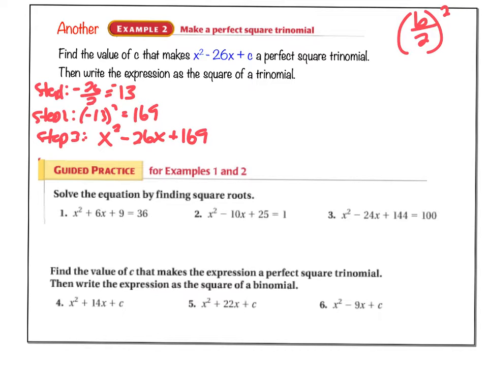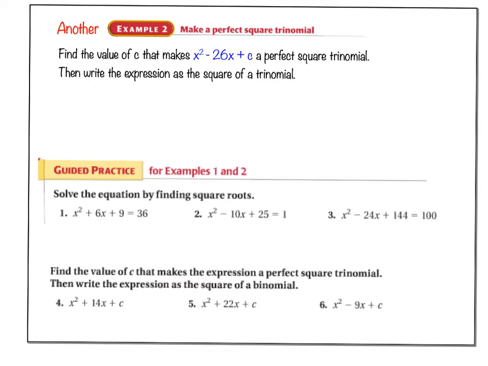And we can write that as the square of a binomial, meaning I would factor it right now into the two binomials that it would factor into because they're perfect squares. So that would be x minus 13 and x minus 13. And then written as the square, it would be x minus 13 squared. And that's an important part.